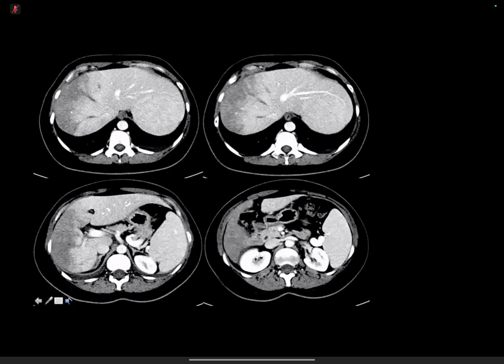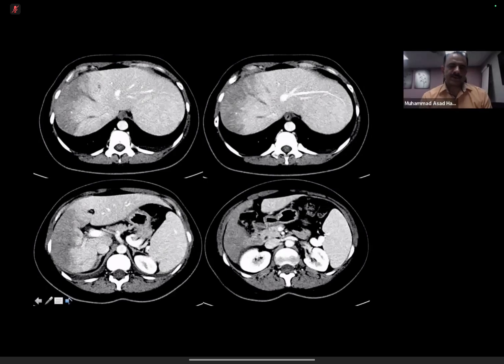So this is quite subcapsular or peripheral hypoattenuation. This could be. It's very difficult. The differential in this case could be liver infarction. Hang on a minute. Let's go to some findings first.